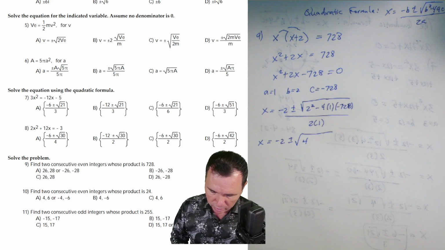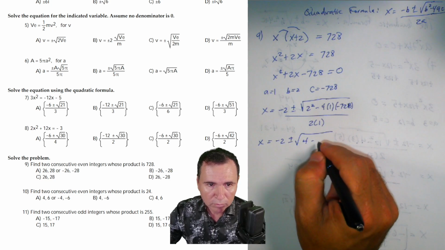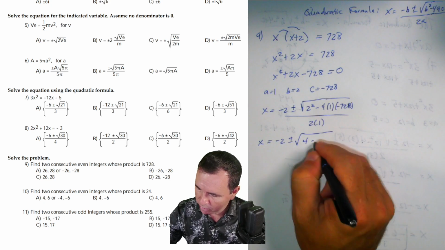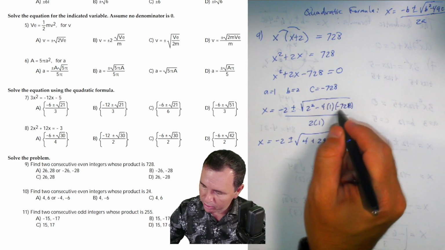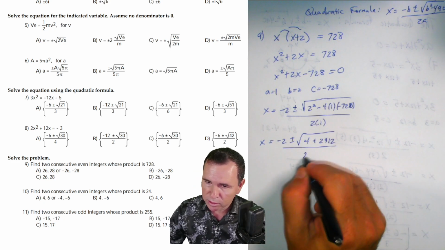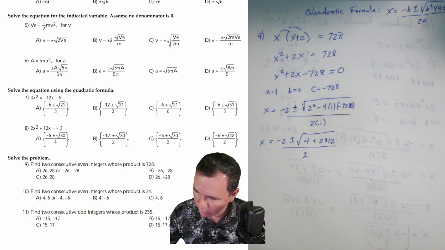728 times 4 is 2912. But it's going to be positive, right? Because two negatives make a positive, which makes this problem nice. Then what? Well, we add 4 to 2912, and we get 2916.